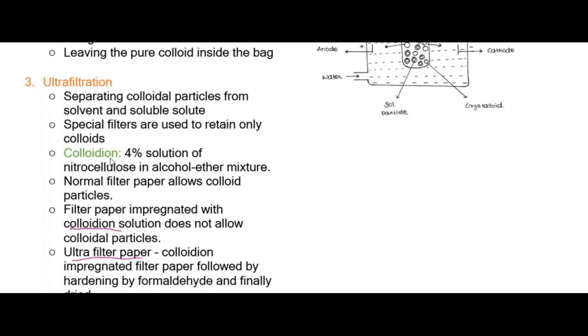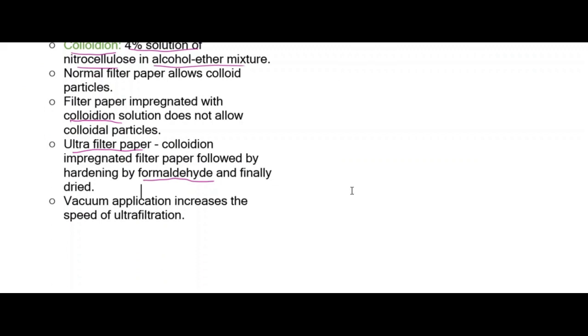First of all, let us explain what is colloidal solution. This is 4% nitrocellulose in alcohol ether mixture. A normal filter paper is impregnated with that, and it is further hardened by using formaldehyde. And finally that filter paper is dried, so that you've got a special ultrafilter paper where the colloidal particles are filtered out. This is a very slow process. So using vacuum, we can increase the speed of ultrafiltration.